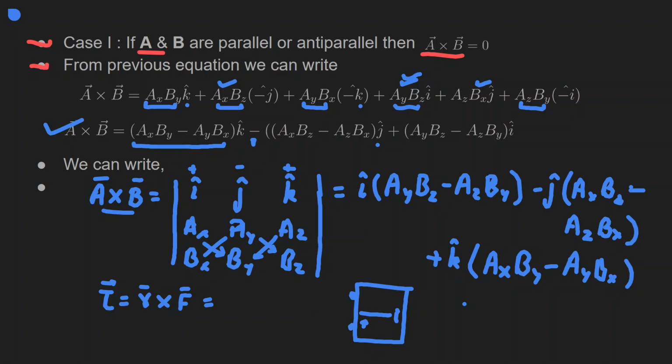Now if you notice, this curl represents something with curling. This cross product, sorry, this represents the curling of a vector. We will see this. It has very good examples in magnetostatics, electrostatics, electrodynamics. We will see.